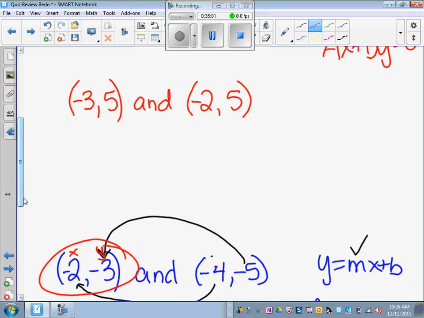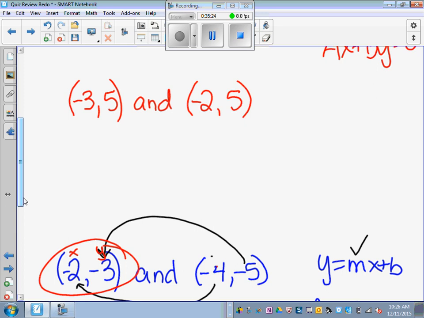We should all be writing these points down. All right, did they give us a b value? Did they give us a slope? We have to find both of those.